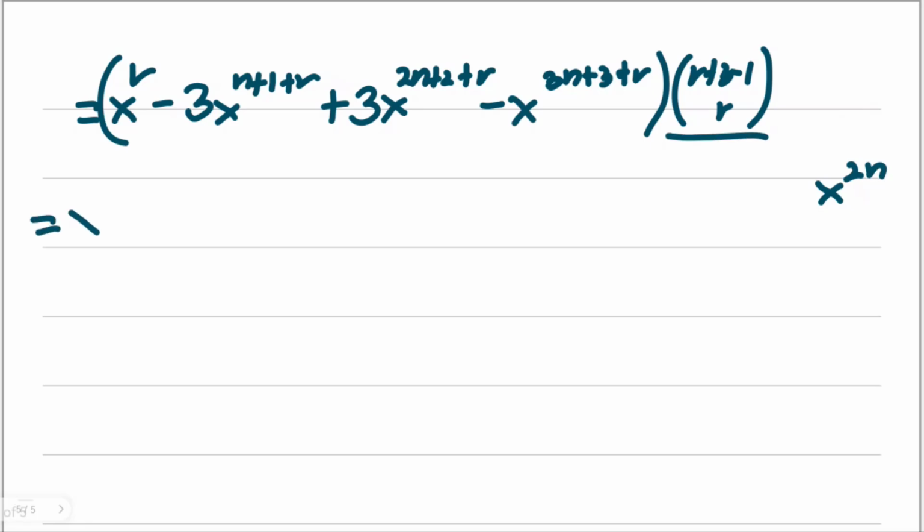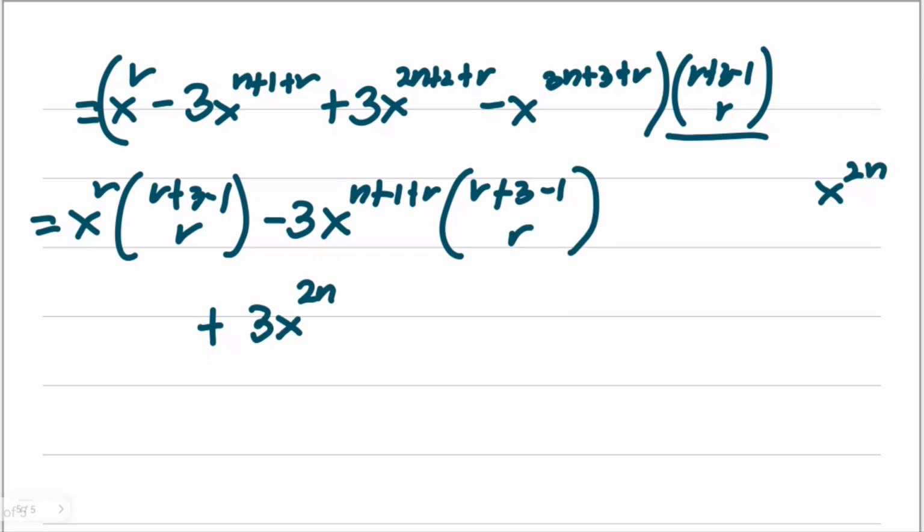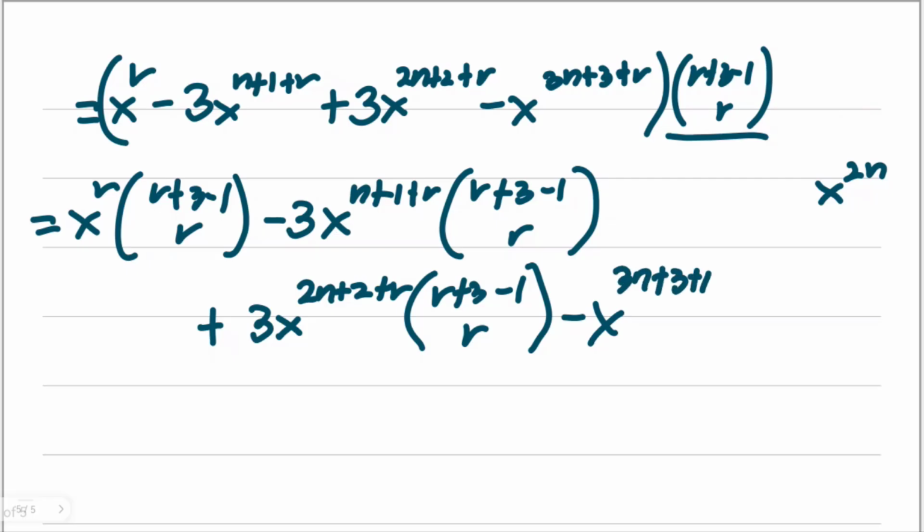You have x to the power of r times r plus 3 minus 1 combination r, then minus 3 x to the power of n plus 1 plus r, then you have your r plus 3 minus 1 combination r, plus 3 x to the power of 2n plus 2 plus r. You have r plus 3 minus 1 combination r, and you have minus x to the power of 3n plus 3 plus r. You have r plus 3 minus 1 combination r.